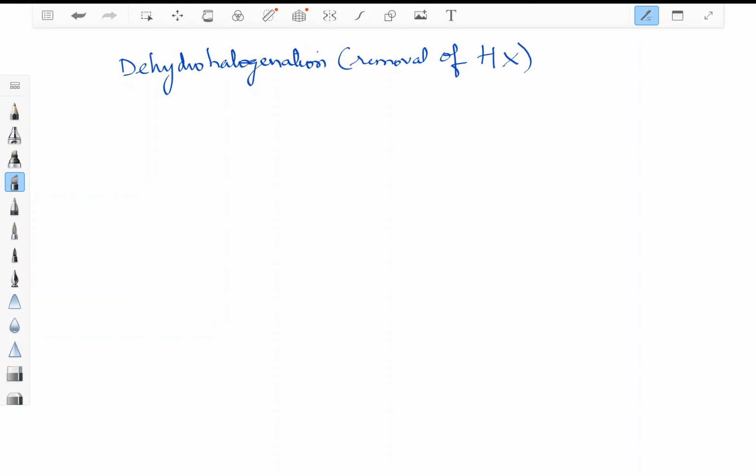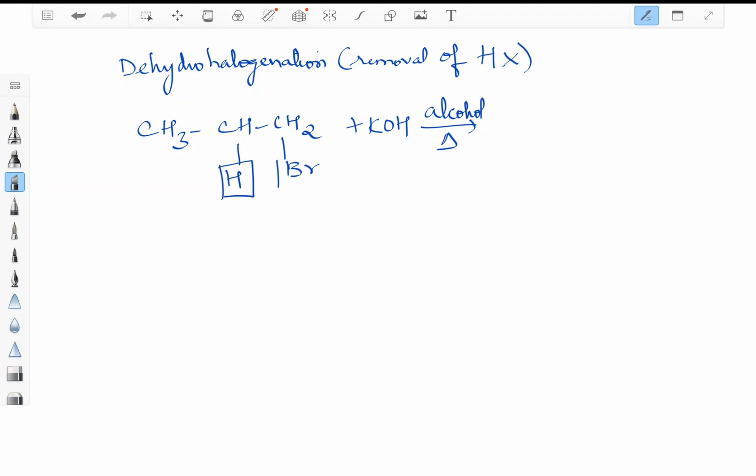So we are going to use one example where we have CH3, CH, CH2. Here I have Br, here I have H. I can either use Cl and F also here. This is in the presence of KOH, that is potassium hydroxide, alcohol, and at higher temperature. What is removed in this reaction is H and Br. This one is your leaving group, this one is your beta group, this one is your alpha group.